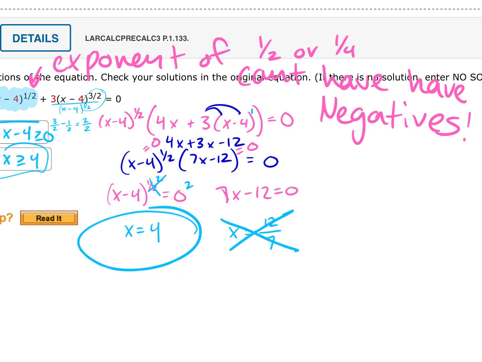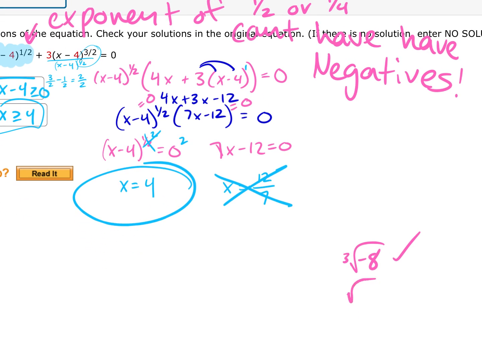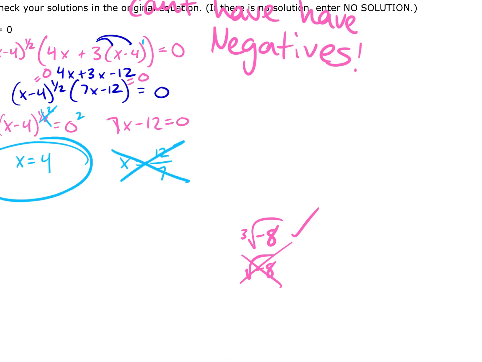If it was the 1/3 power, that's fine. You can have negatives. You can take the cube root of -8. This is okay. But you can't take the square root of -8. That is an imaginary number. Doesn't work. So if it was the 1/3 power or the 1/5 power, that's fine. It just can't be an even index with a negative on the inside of your parentheses. So the cube root works, because we could have -2 times -2 times -2, which gives us -8. But the square root doesn't work because you can't have 2 of the same number that gives you a negative.